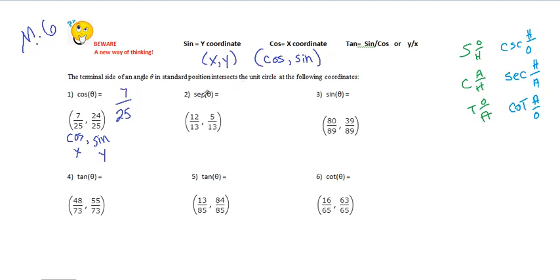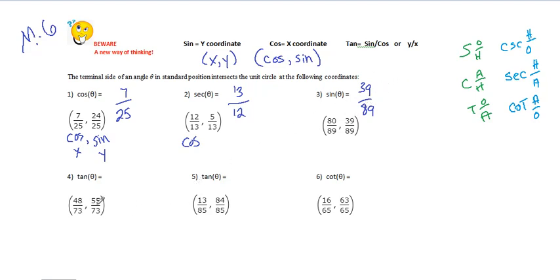Alrighty. Next one here is secant. So secant, we see, is the reciprocal of the cosine. This is the cosine coordinate right there, so all you need to do is flip it. So it's going to be 13/12. All right, here is the sine. That one's not too bad, 39/89.